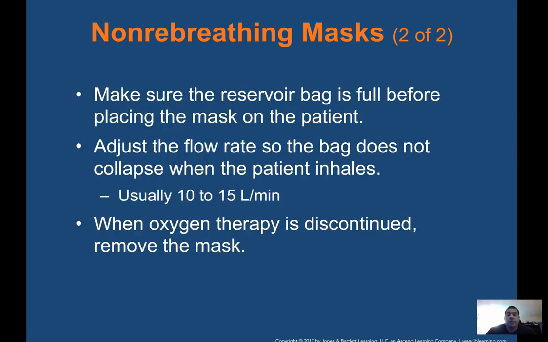Make sure the reservoir bag is full before placing the mask on the patient. Adjust the flow rate so the bag does not collapse when the patient inhales. Usually about 10 to 15 liters a minute. When oxygen therapy is discontinued, remove the mask.